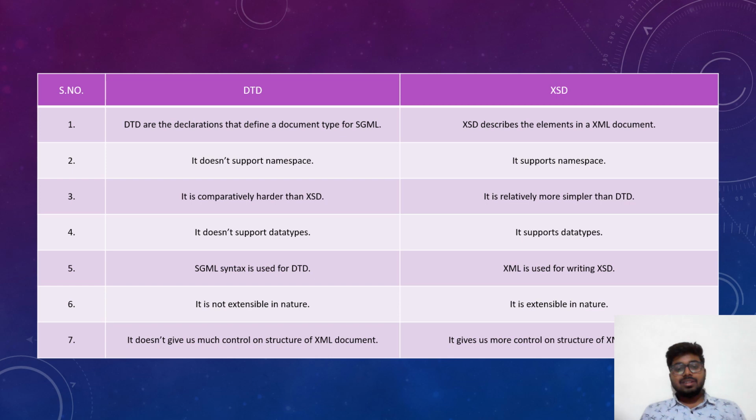SGML syntax is used for DTD, whereas XML is used for writing XSD. DTD is not extensible in nature, whereas XSD is extensible in nature. DTD doesn't give us much control on the structure of an XML document, whereas XSD gives us more control on the structure of an XML document.